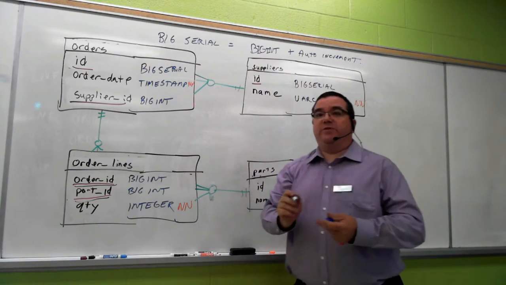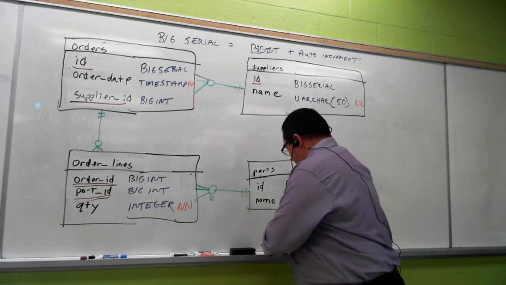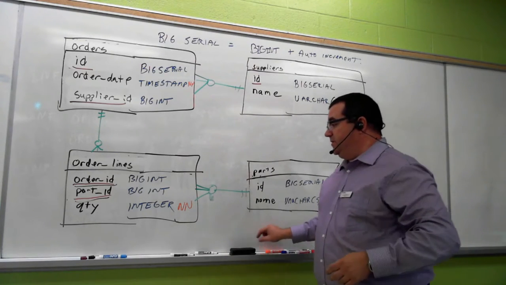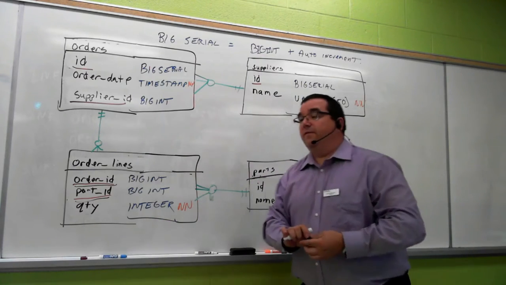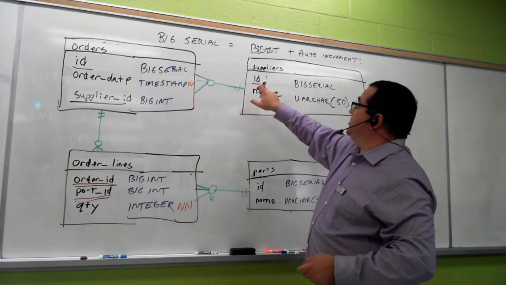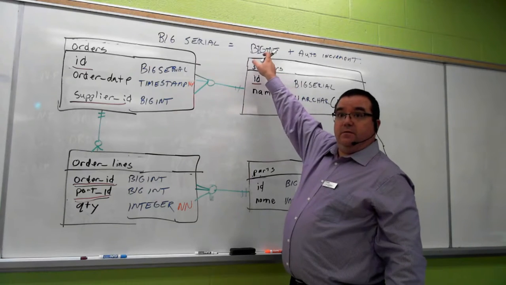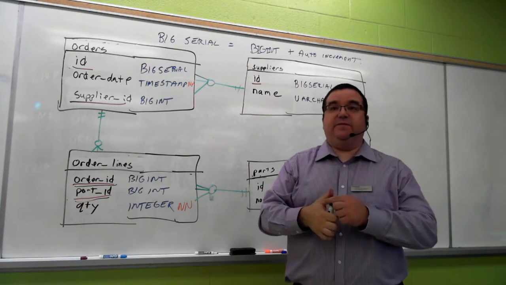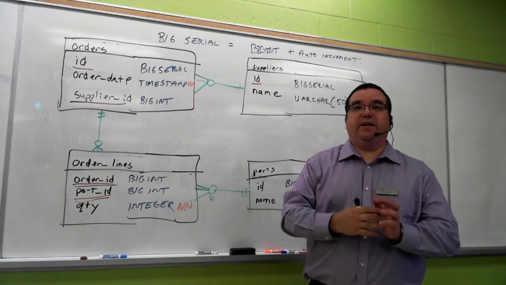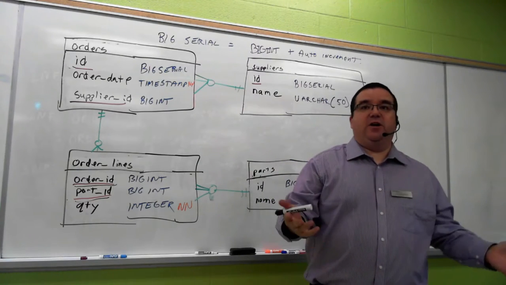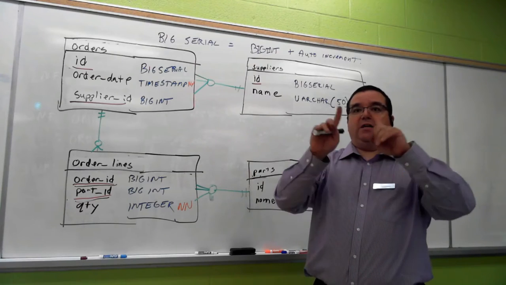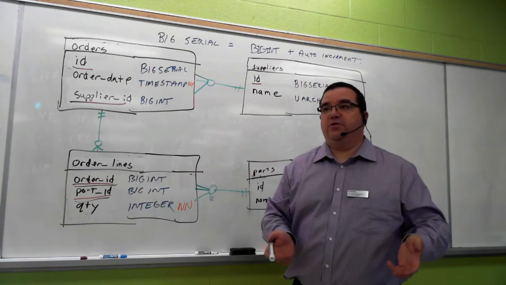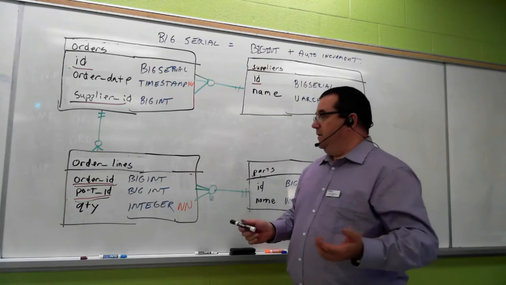There we go, that makes a bit more sense. The big serial is the big int plus the auto increment. Therefore, the foreign key matches the primitive, which is the big int, of the parent key. Order date is timestamp, because as I've said, if you need to deal with a date, you might as well include the timestamp. That way, you don't have any loss of data if they suddenly ask you a time related question: how many orders are placed in the first half of the day? I don't know, if you're just tracking dates.